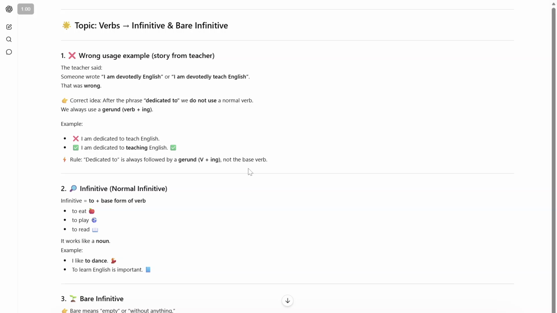Number 2, infinitive, the normal infinitive. Infinitive equals to plus the base form of the verb: to eat, to play, to read. It works like a noun. Example: I like to dance. To learn English is important.